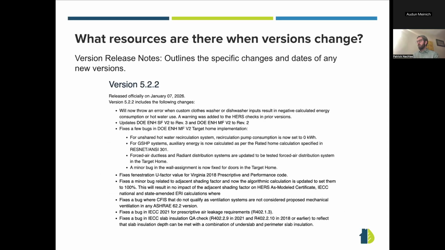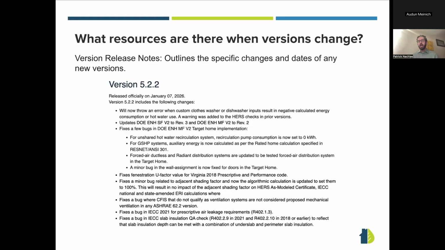So, what resources are there when there's a version change? Some of the ones that exist currently are the version release notes. This is in our help documentation in Ekotrope. You can search version release notes, and it outlines every change that's in each version.